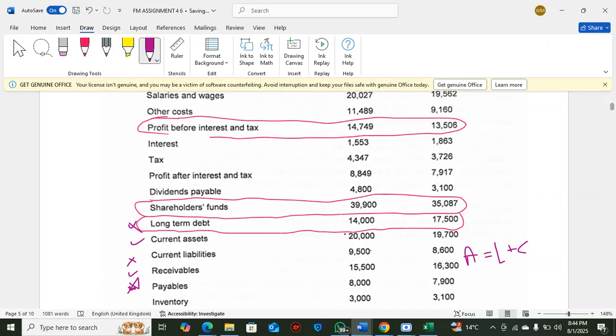So let's just add up, colleagues. Shareholders' funds, which is equity, plus long-term debt, plus current liabilities, plus payables. Or even this dividends payable, this is a liability also, so we can add this. Let's add this together, colleagues, so we get the total value of our assets. 48 plus 39.9 plus 14 plus 95 plus 8.